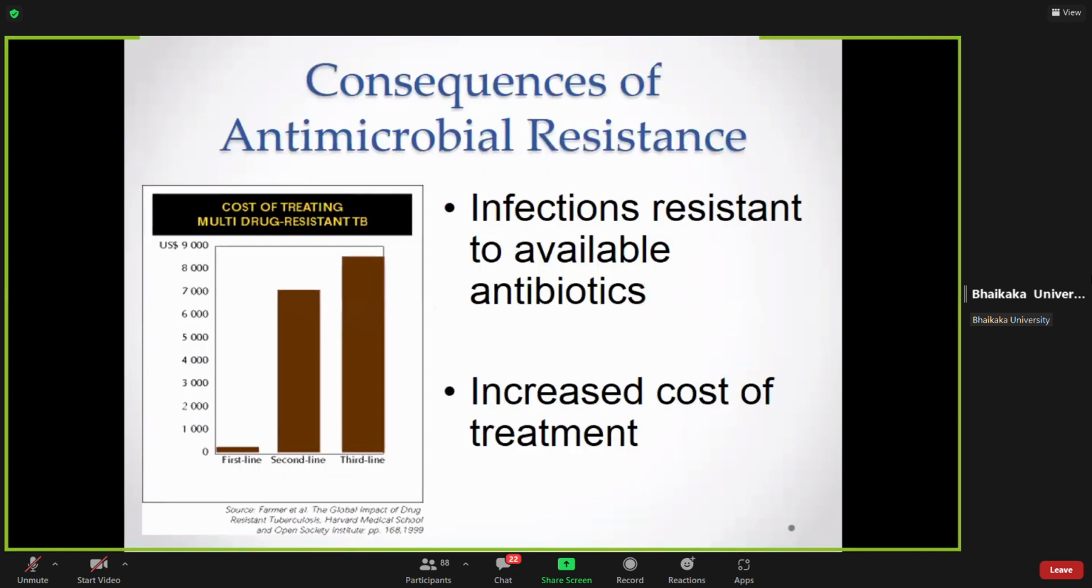Consequences of antimicrobial resistance: infections resistant to available antibiotics cannot be treated, and people die because of scarcity of antibiotics, particularly sensitive antibiotics. There is also increased cost of treatment, lengthening of the hospital stay, and lengthening of the complication list for the patient.